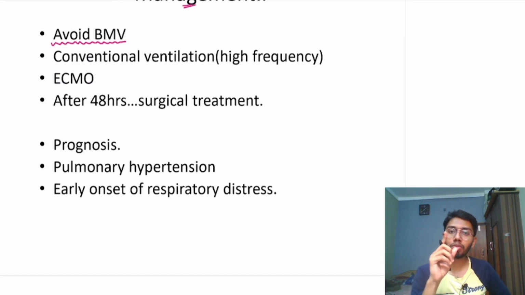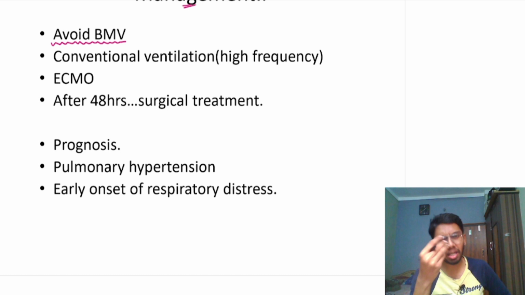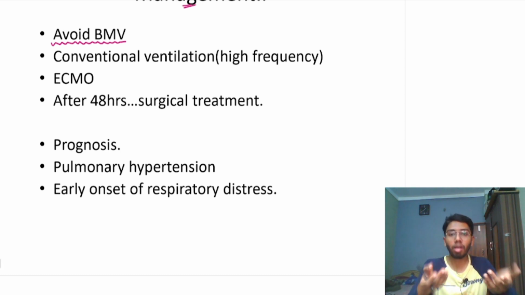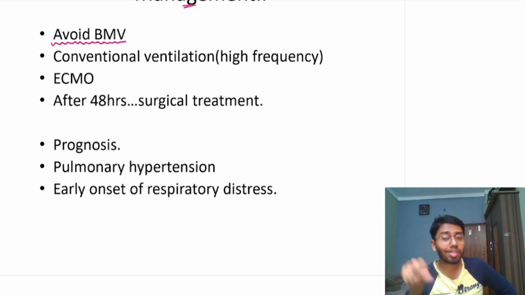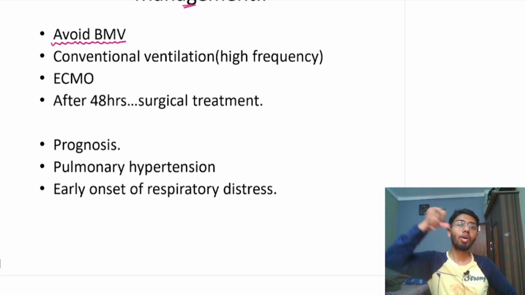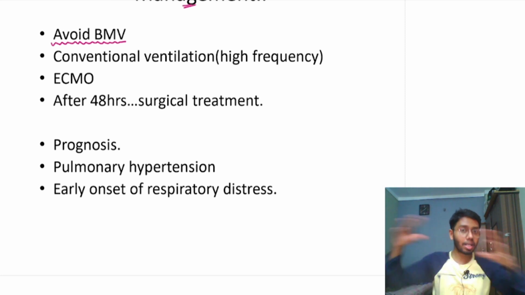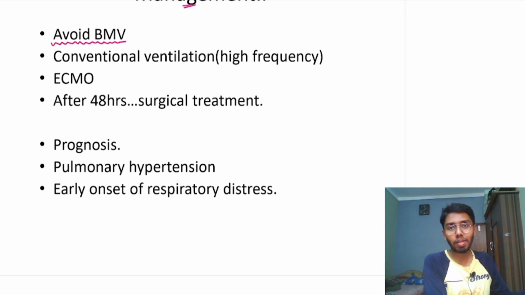When you are doing bag and mask ventilation, some amount of air will also go through the esophagus to the stomach, to the gut. 80% of air goes into the trachea, and at least 20% of air will go to the esophagus also, because we are just pushing air. We are creating a positive pressure. So when it goes to the esophagus, it will go to the gut. When it goes to the intestine, it will go to the thoracic cavity. When it goes to the thoracic cavity through the gut, the gut will expand. When the gut expands, it further compromises the lungs. That is why bag and mask ventilation is contraindicated.